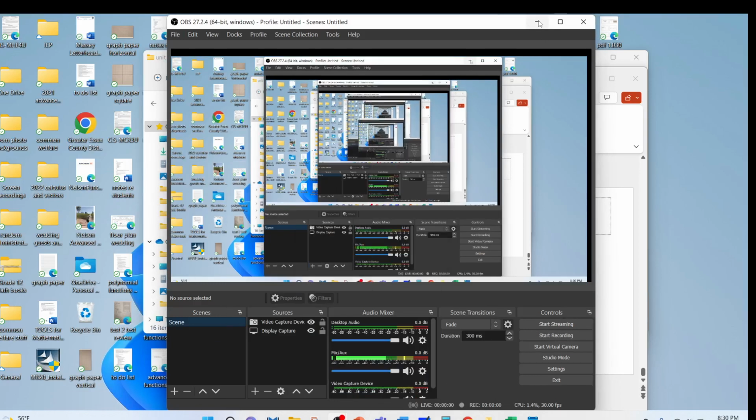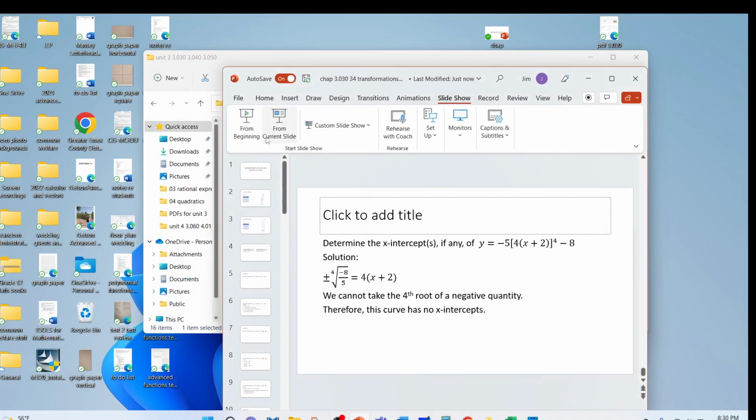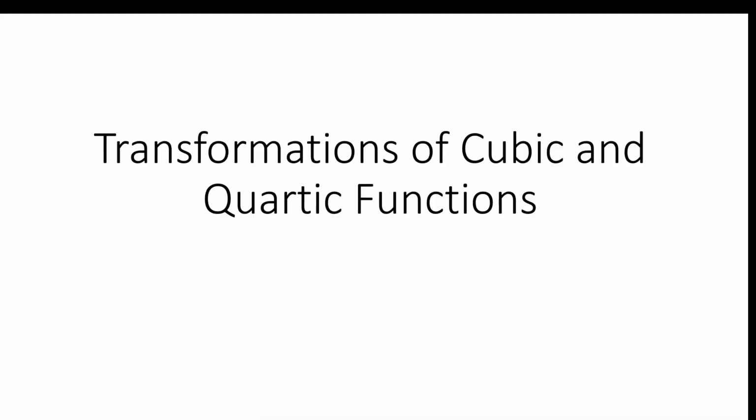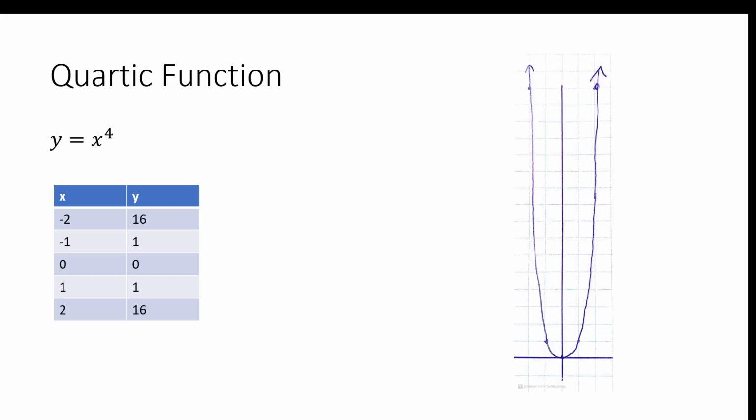In this video, we're going to talk about transformations of the function y equals x cubed and the function y equals x to the 4. Let's take a look at the function y equals x cubed. We see it there on our screen. We've got certain values in the table of values, and we graph those points, get the curve. Similarly, a quartic function, which means fourth degree, the function y equals x to the 4 looks like what you see there.